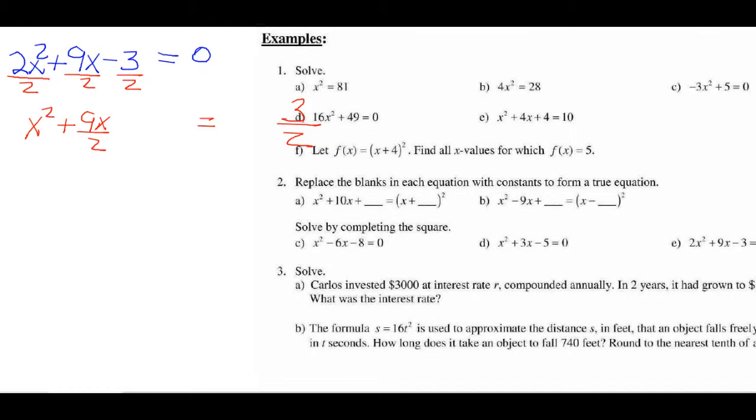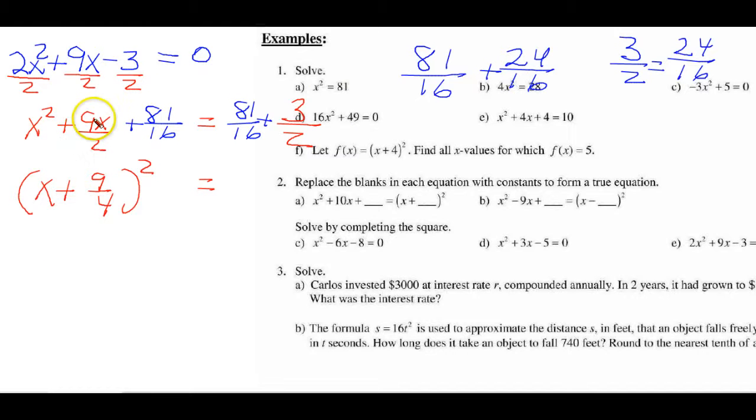Okay, I'll work it some more. So if we multiply this fraction by 1/2, that gives us our b term, which is 9/2 times 1/2, giving us 9/4. To get our c term, we have to square the 9, get 81, square the 4, get 16. So we have to add that to both sides.